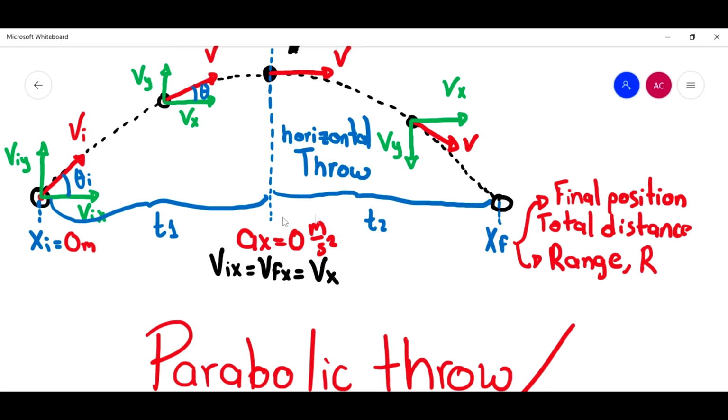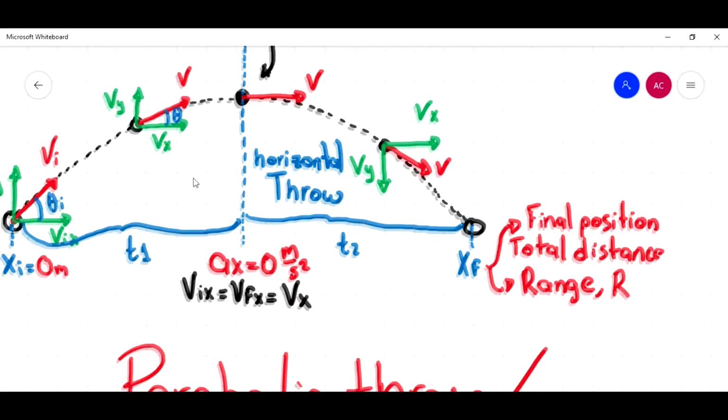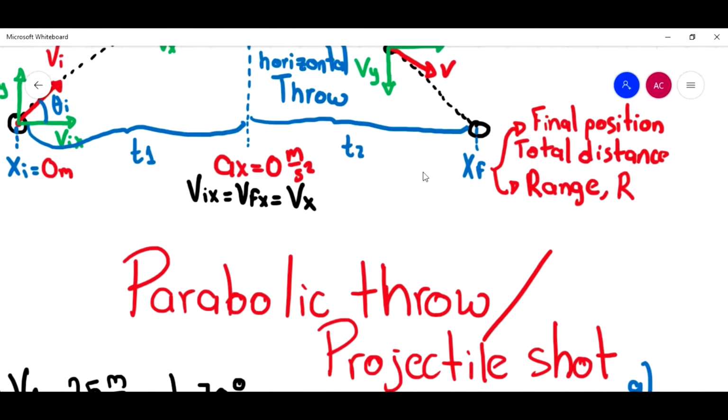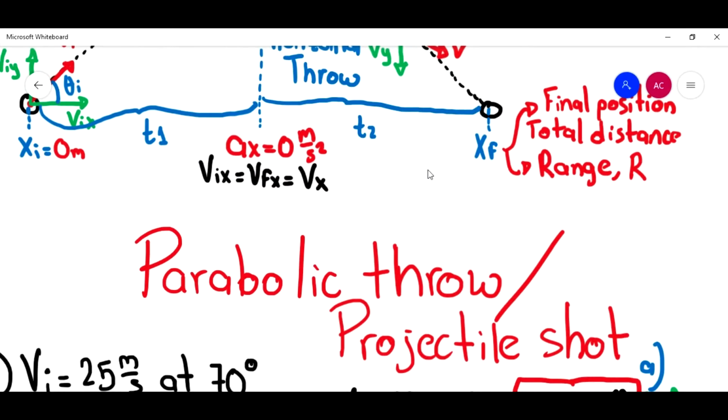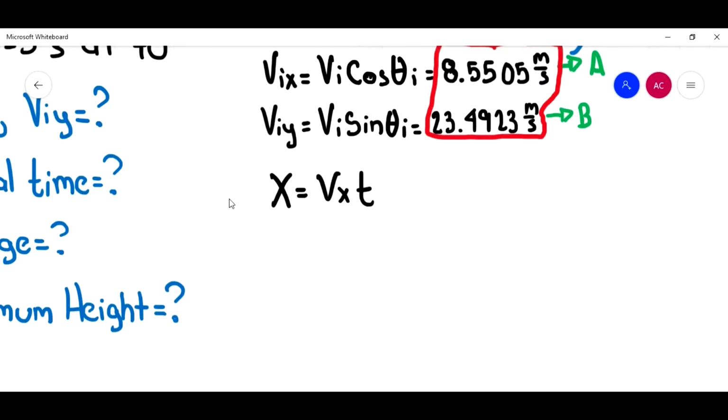Time 2 is the time it takes the object to go from maximum height to the initial position in y, to return to the original height. And the total time will be from this point to this point over here. Got it?